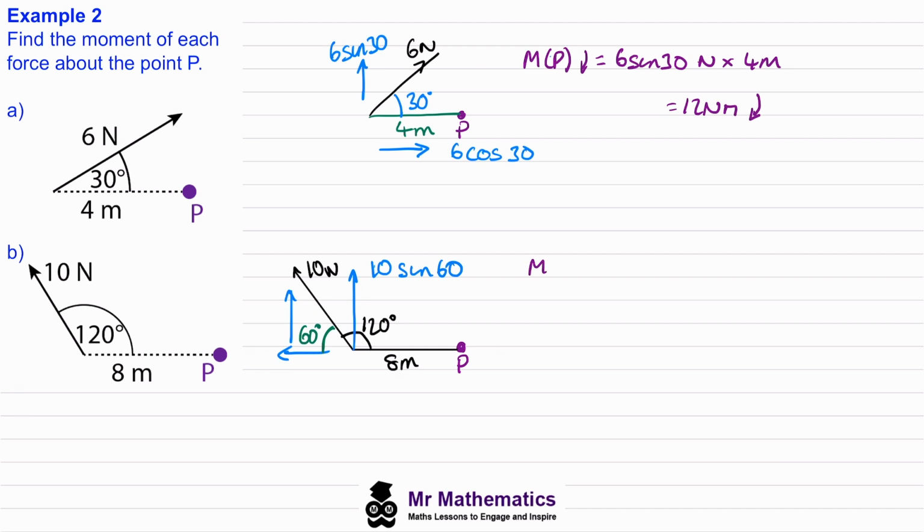So a moment acting on P in the clockwise direction will be the force of 10 sine 60 newtons multiplied by the distance of 8 meters. We can work this out and we get approximately 69.3 Newton meters acting in the clockwise direction. Okay? And in example 3, we're going to look at resultant moments.